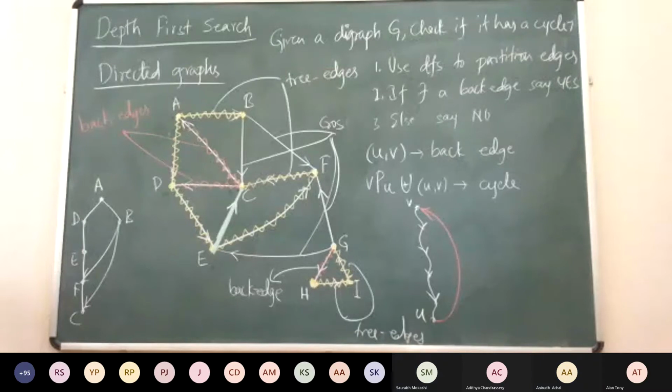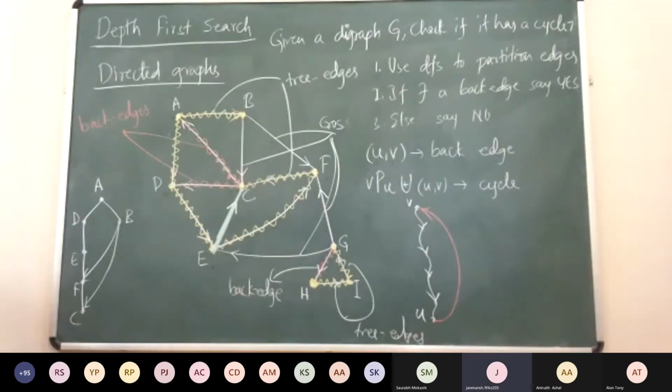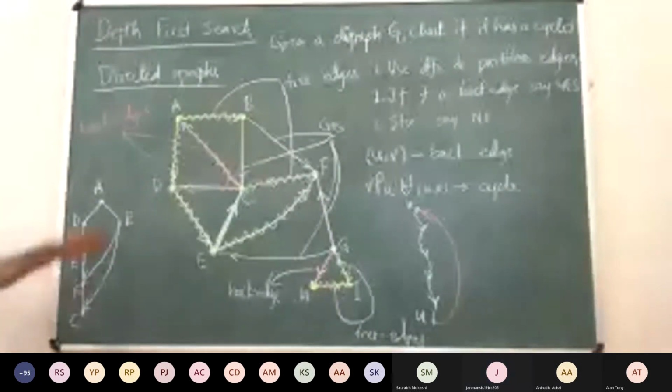Yes, it does depend on the direction of the cross edges. Can you say something about the direction? Here, what if there was an edge from F to B? Would it be a cross edge? Then it would be a tree edge. Yeah, then that would have become a tree edge, right? So we could have still explored B, right?